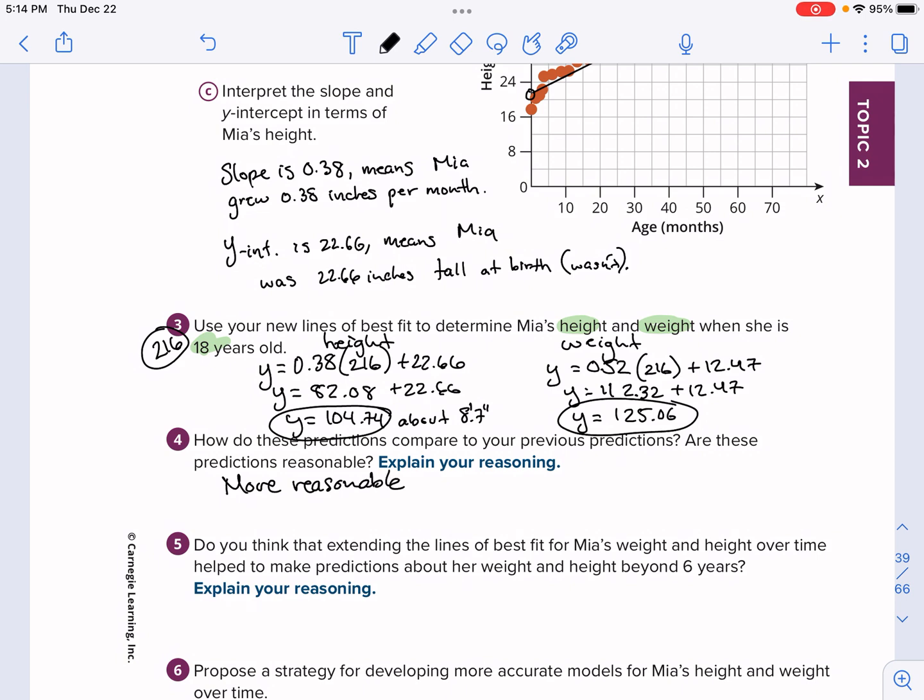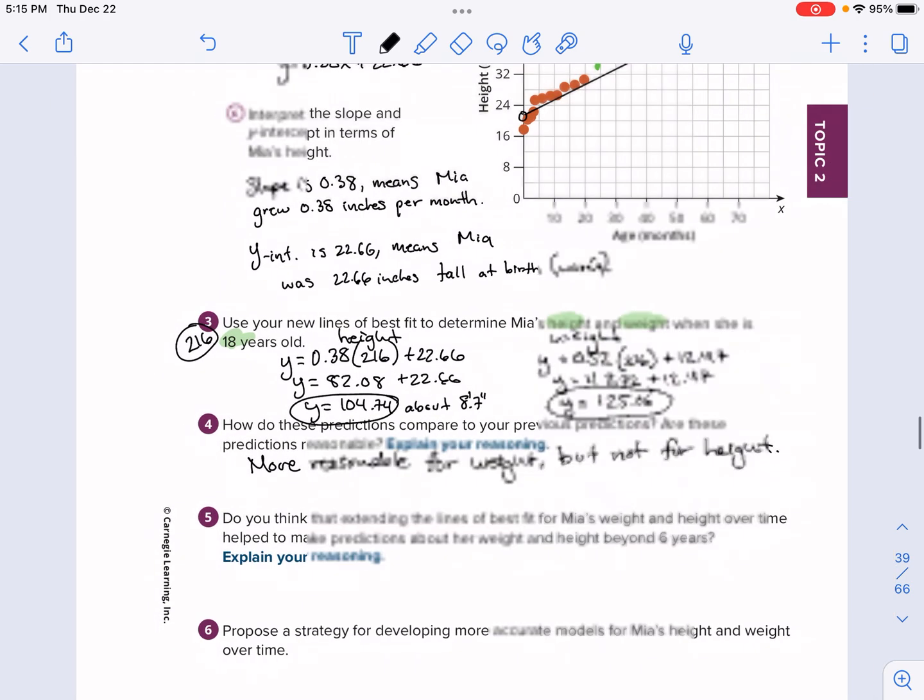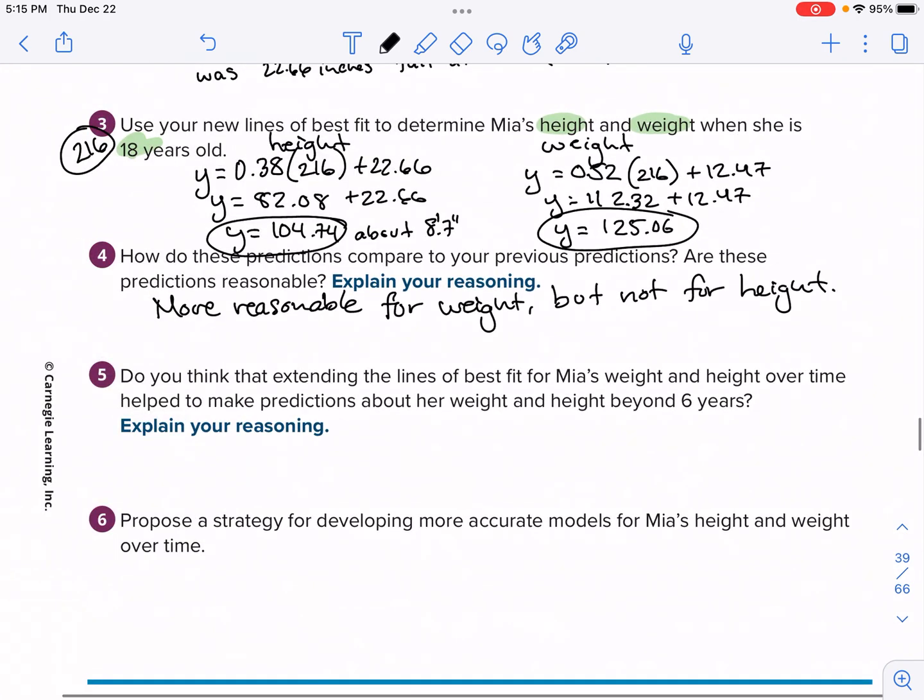Right, for the weight. But we're going to say that this is, but not for height. Right, I don't think Mia's going to be 8 feet tall. Maybe you might have someone 7 feet, probably a basketball player. So 8 feet is just a little bit too tall. That would be an outlier if we were to think about it in those terms.